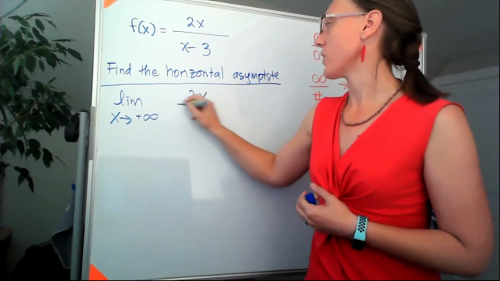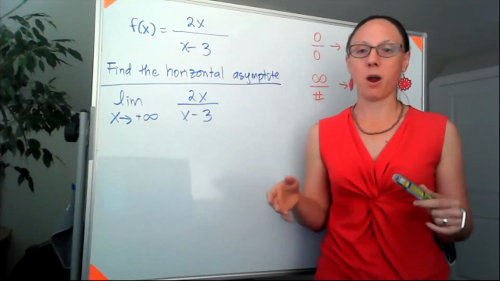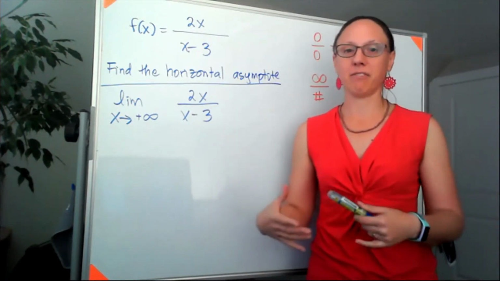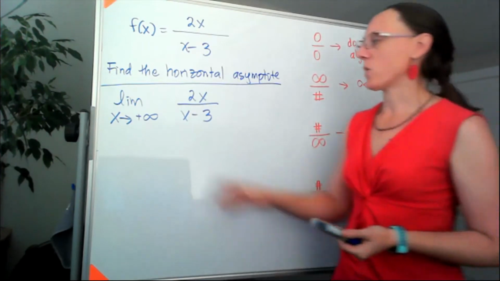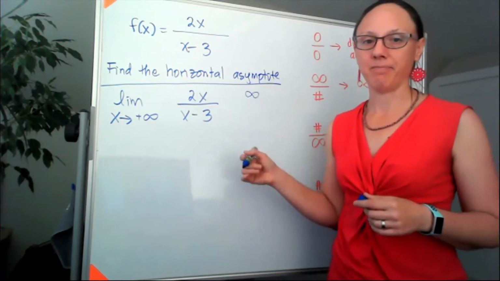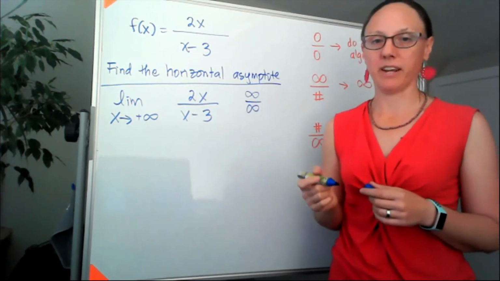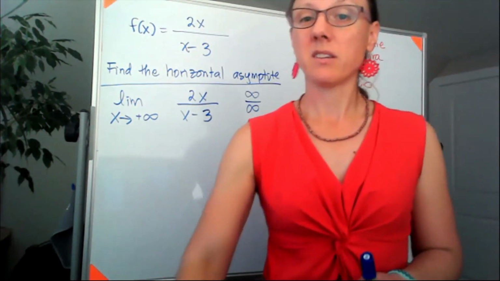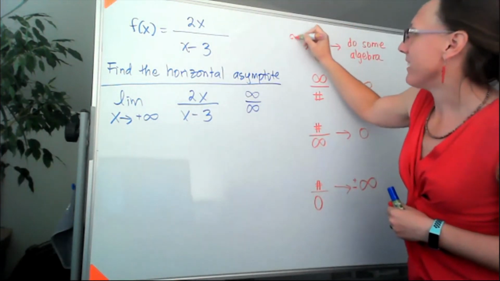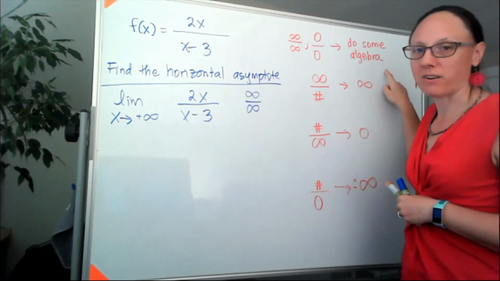And I've got 2x over x minus 3. The first thing we're going to try with any limit problem is to plug it in. Now I know infinity is not a number. We can't plug infinity in, but we still kind of can. So if I plug infinity in, 2 times infinity is, well, it's infinite. And infinity minus 3 is, that's right, also infinite. Which means, kind of like 0 over 0, infinity over infinity is also going to tell me, go do some algebra.